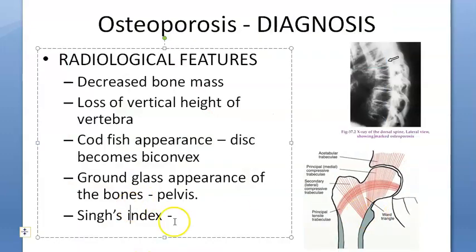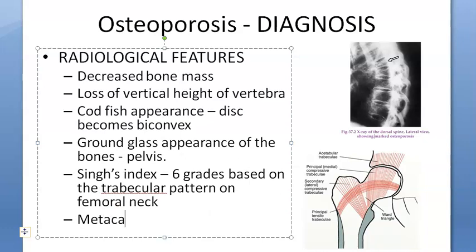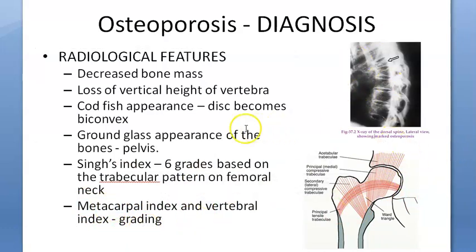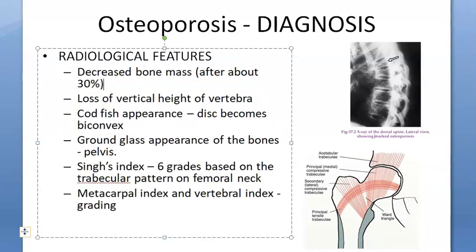So this will tell you about osteoporosis in the X-ray. Then 6 grades you have to remember, based on the trabecular pattern on the femoral neck. This much we'll remember. Then metacarpal index and vertebral index. Let's look at this. What is this? Metacarpal means where? In the hand. Metacarpal and vertebral indices are other methods of quantification of osteoporosis, just for grading. You can use the trabecular pattern on the femoral neck, or you can use some kind of metacarpal index, or the vertebral column, to tell the degree of osteoporosis. Remember, decreased bone mass you can tell only after about 30% is lost. Okay, so we are done with radiological.